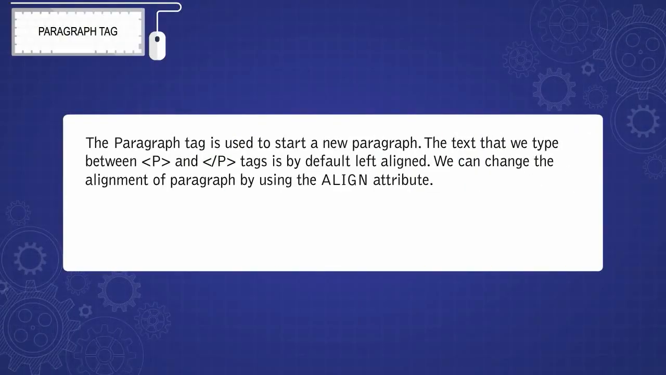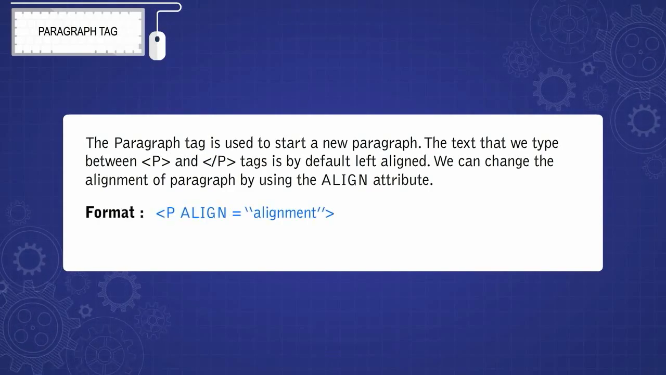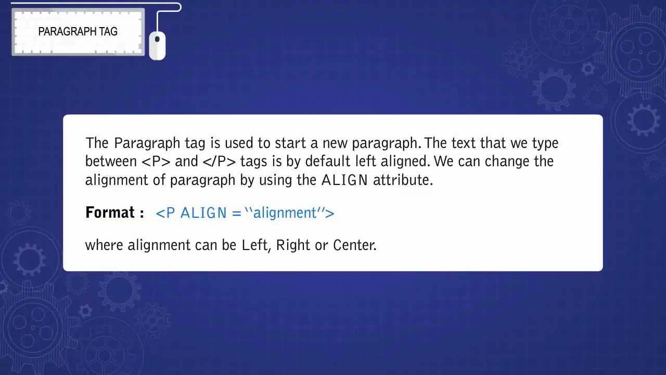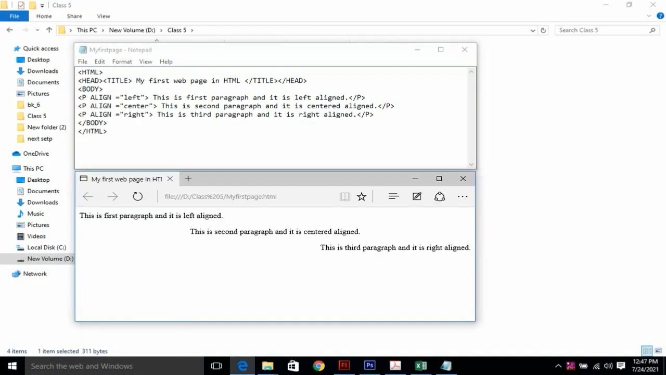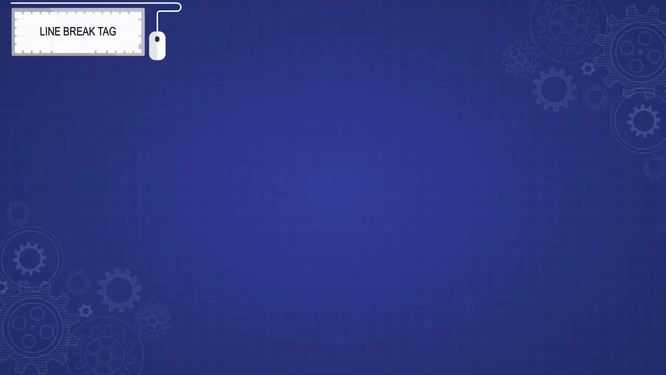Paragraph tag. The paragraph tag is used to start a new paragraph. The text that we type between paragraph and end paragraph tags is by default left aligned. We can change the alignment of paragraph by using the align attribute. Format. p align is equal to, within quotes, alignment, where alignment can be left, right or center. Example. Output.